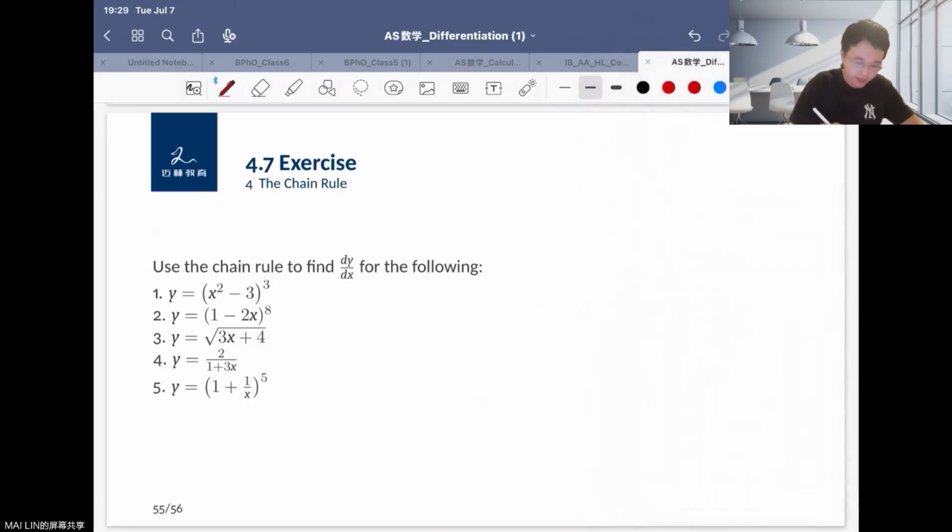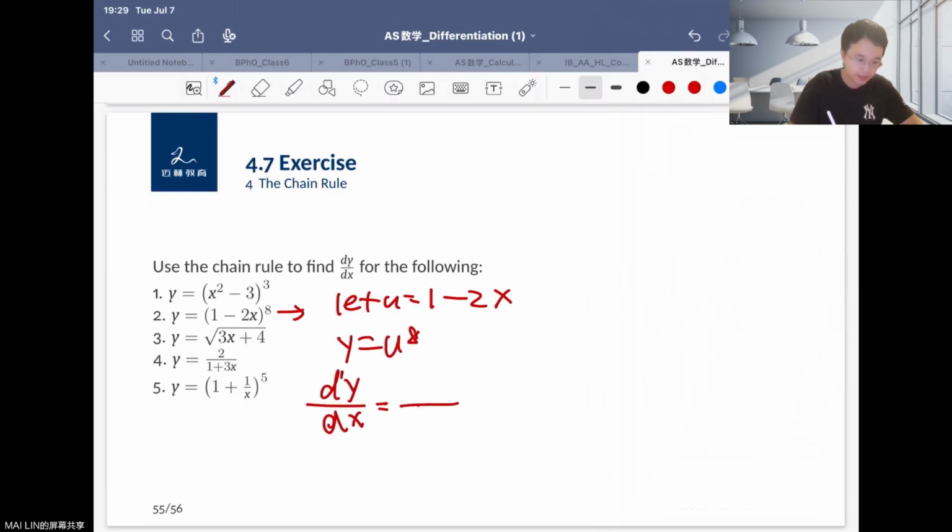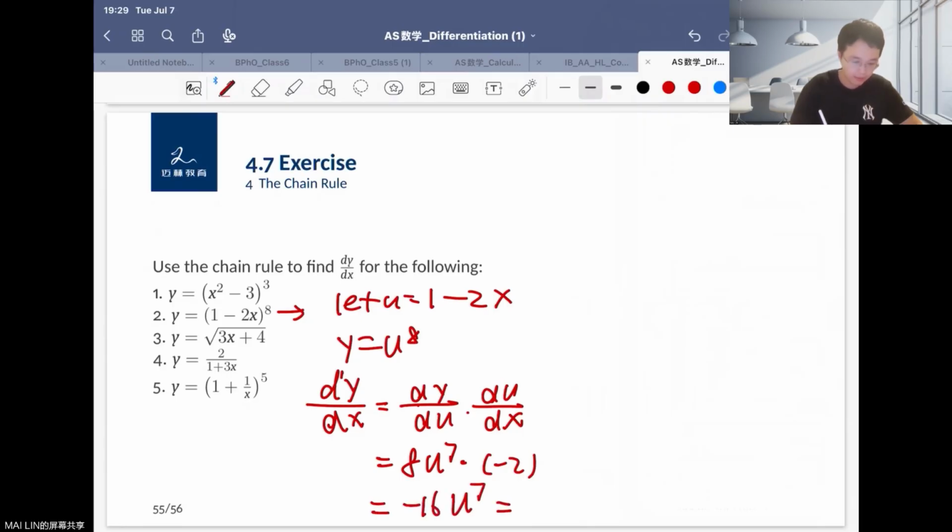And for the second problem, first we have to let u equal 1 minus 2x, so y can be considered as u to the power of 8, right? And then dy over dx can be considered as dy over du times du over dx. dy over du is 8 times u to the power of 7, and du over dx is negative 2. So the final value is negative 16 u to the power of 7, where u is 1 minus 2x, so negative 16 times (1 minus 2x) to the power of 7. That is for the second problem.